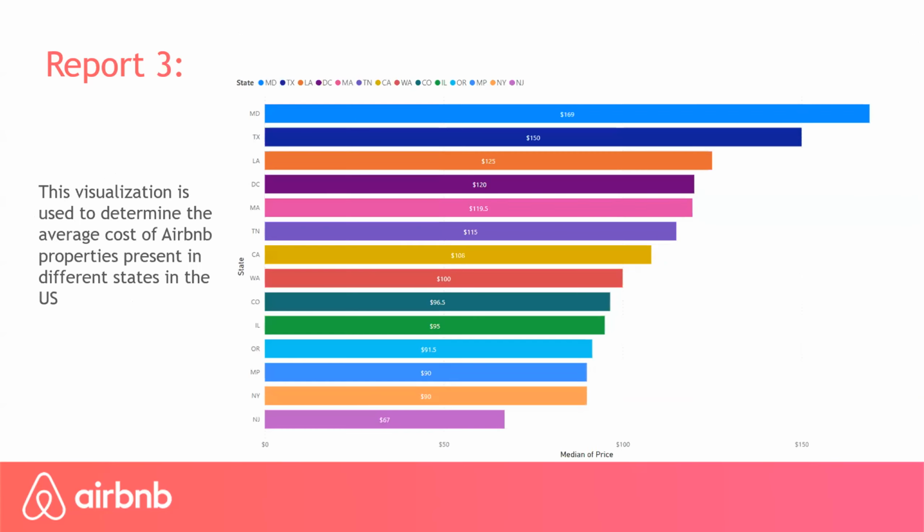Moving on to the next report, this visualization is used to determine the average cost of an Airbnb property present in different locations in the US. As we can see, Maryland has the highest average price, whereas New Jersey has the lowest.